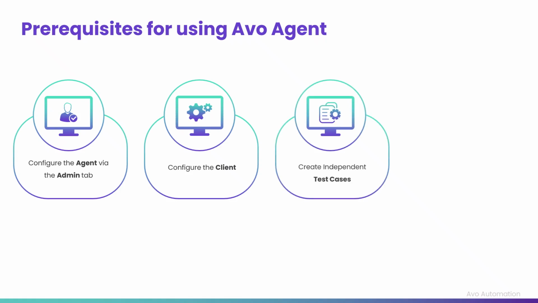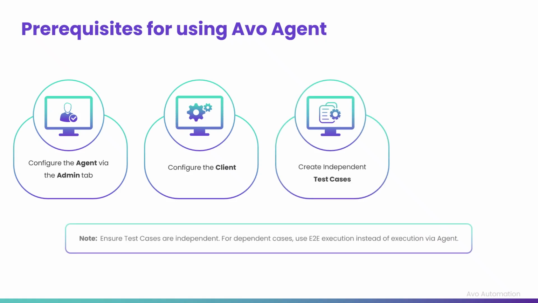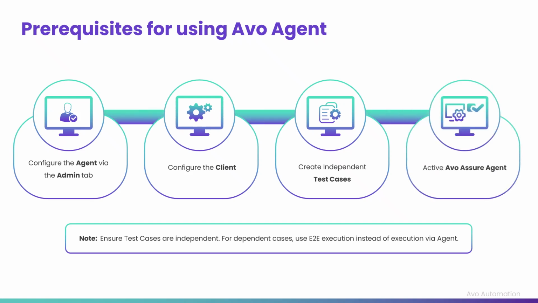Next, independent test cases must be created. Please note that users must ensure all test cases are designed to run independently. Test cases must not depend on the outcome or data of other test cases. If the test cases are dependent on each other, use the E2E execution instead of executing through an agent. And finally, an active agent. Make sure the Avo Assure agent is active to ensure no disruptions to the test execution.